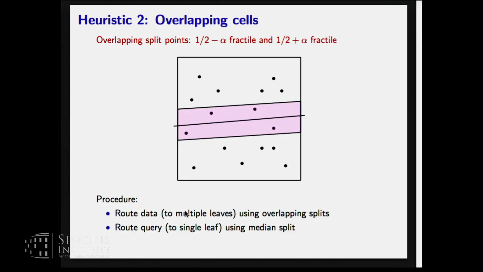Okay, and now when you get a query, you just go one way. So if the query is over here, you only go to the right. If it's over there, you go to the left. Okay, so the query time remains unchanged. But the data structure is a little bigger than before. So for example, if you have a 5% overlap, then the data structure size goes up to n to the 1.16. Okay, so it becomes higher.